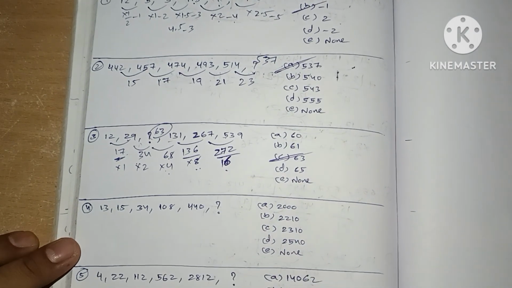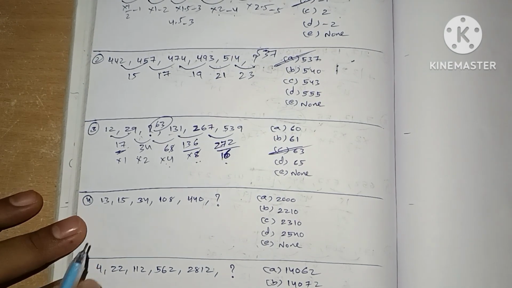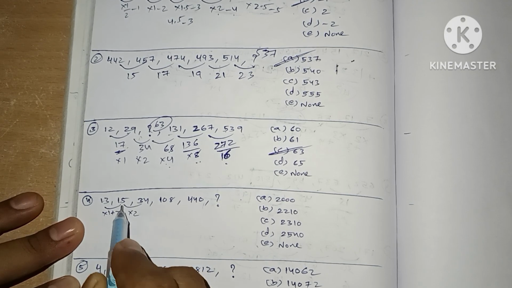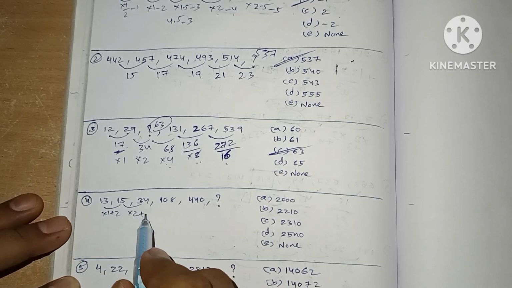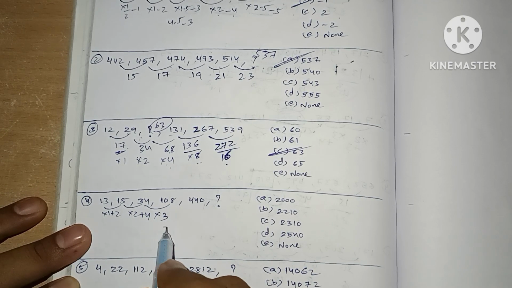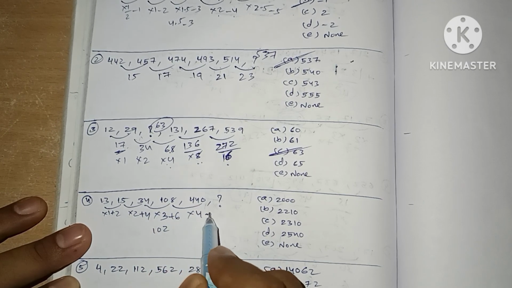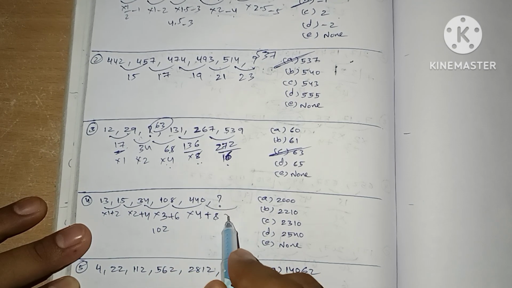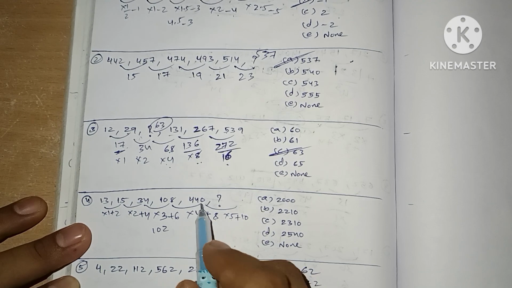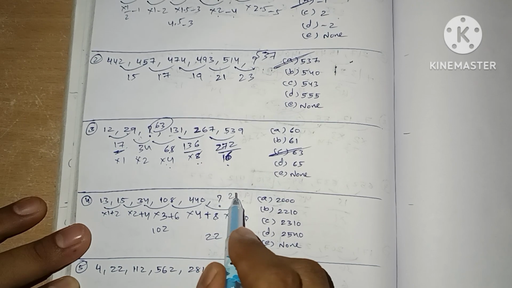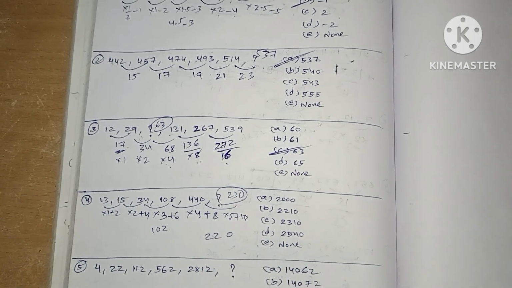Next, fourth question. Here we see into 1 plus 2. It is into 2, 30. 30 plus 4 into 3, which will be 12. 102 plus 6. It must be into 4 plus 8. 432 plus 8, 440. So the next one must be into 5 plus 10. Into 5 means 5 4 times 20, 220. 220 plus 5, 10 will be 230. So answer will be 230.